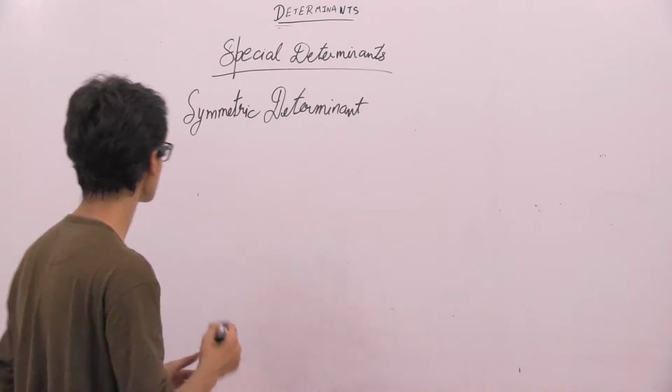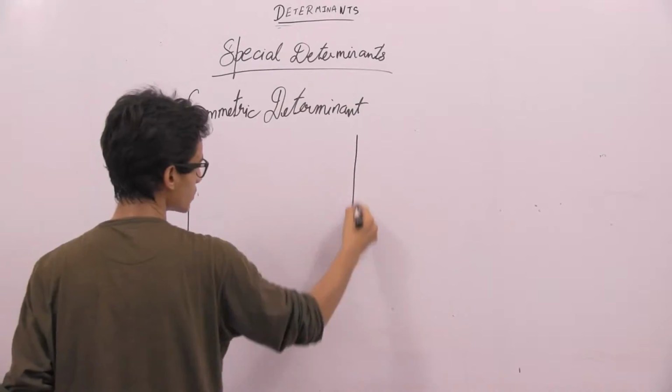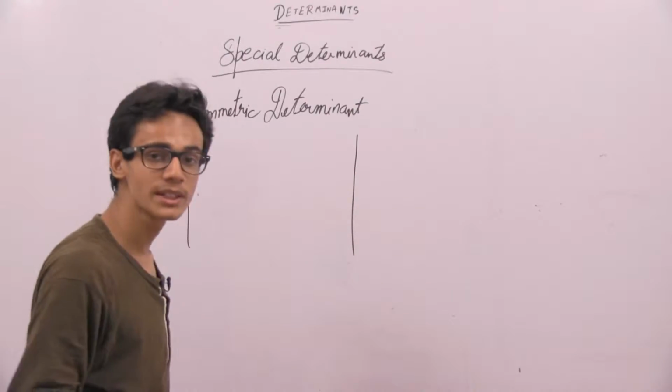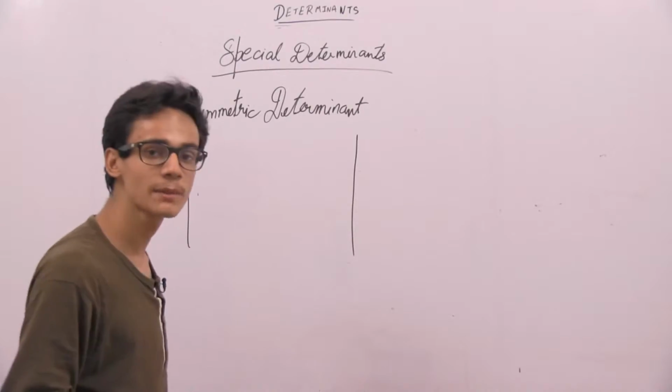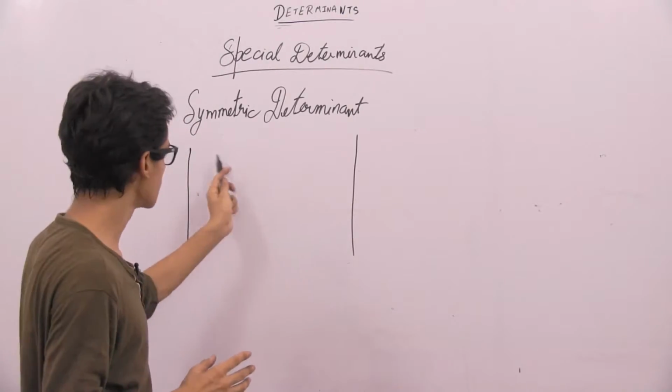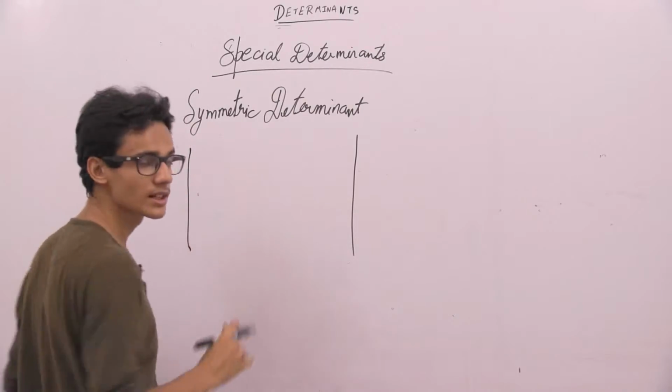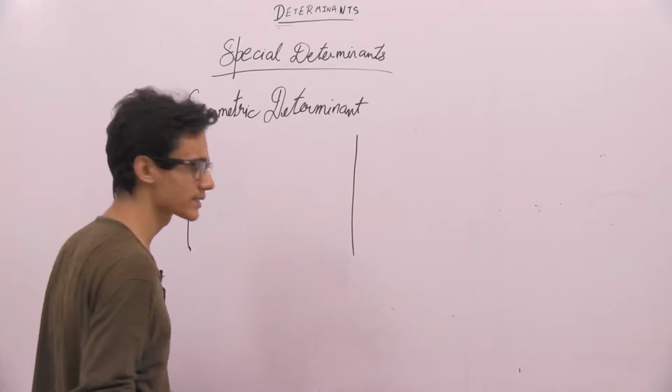As in matrices, here also the form in which it comes out to be is the same as it comes out to be in matrices. All the elements about the diagonal line are the same. So the symmetric term is used exactly as in matrices.